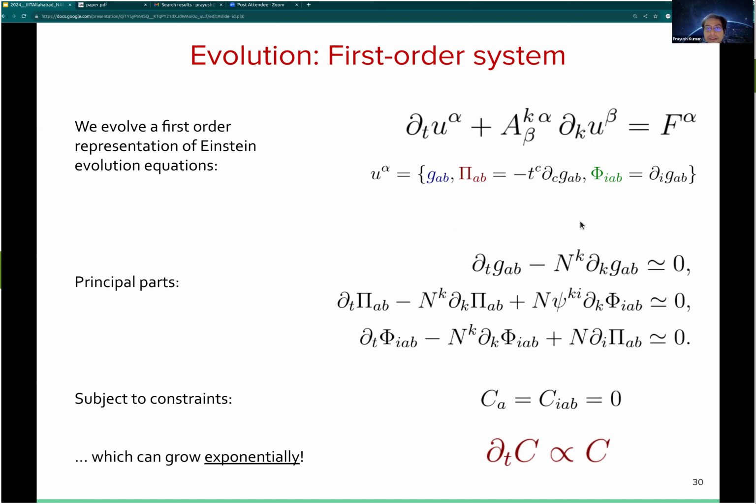Because note that once we start evolving, it's not necessarily guaranteed that phi IAB, the free field phi IAB, will actually track the spatial derivatives of this free field GAB at all times, right? So this becomes an extra constraint that we must impose in addition to these evolution equations, typically, right? So what really happens is that if we write down the evolution system for these constraints, they turn out to have a term proportional to the constraints on the right hand side.